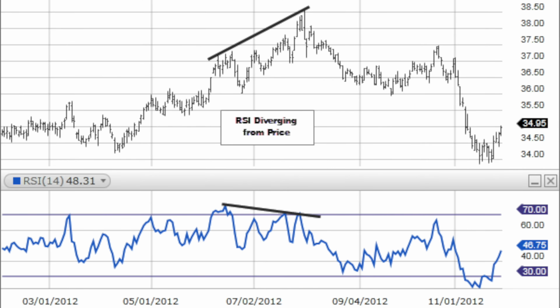Essentially, you're going to get divergences when the highs and lows of a stock price move in a different direction than the highs and lows of the RSI indicator. So you look down on the RSI and you can see, just like a stock chart, you're going to have higher highs for your RSI indicator and you'll have lower lows. So it's going to have trends too. And you're going to have a bull and a bear divergence.